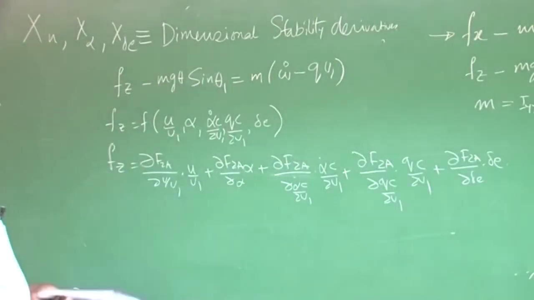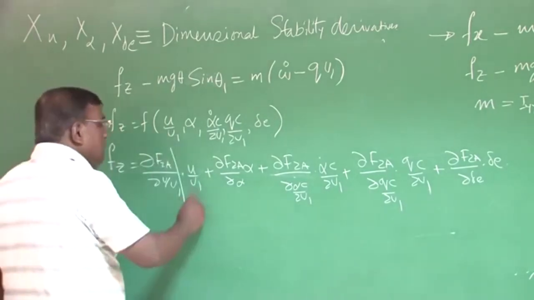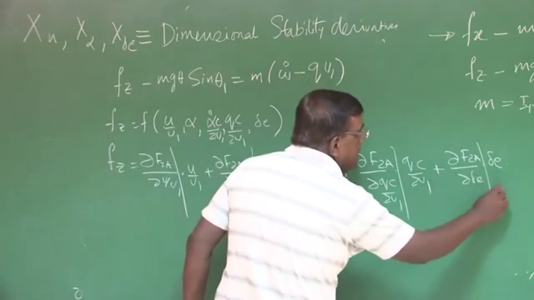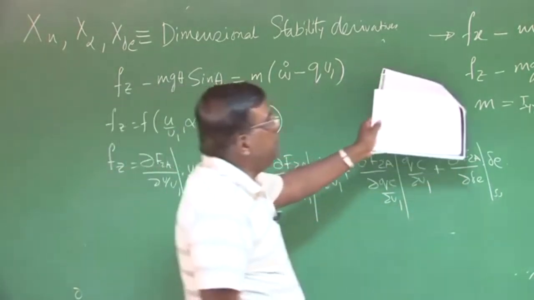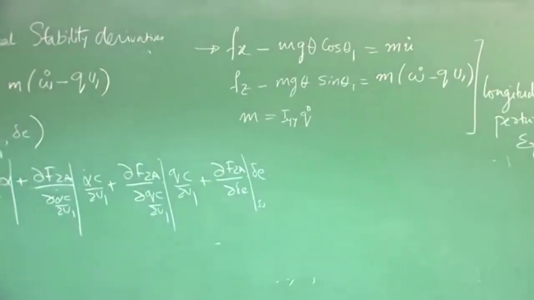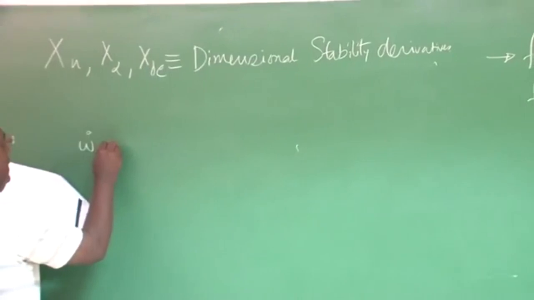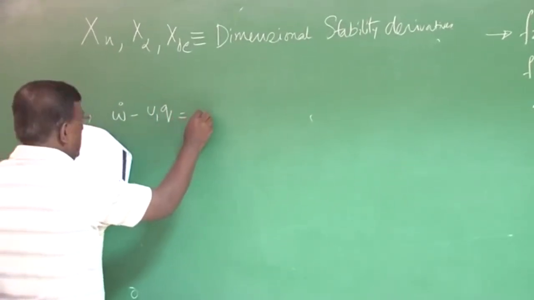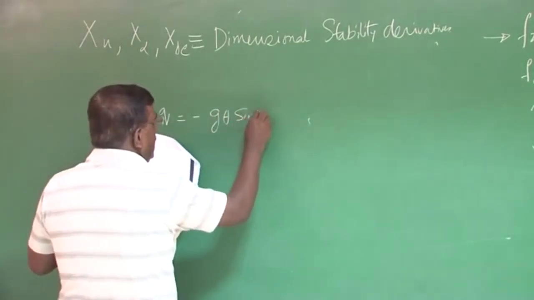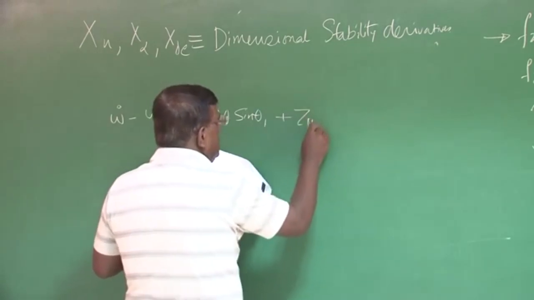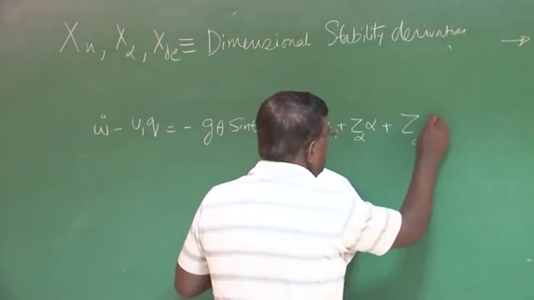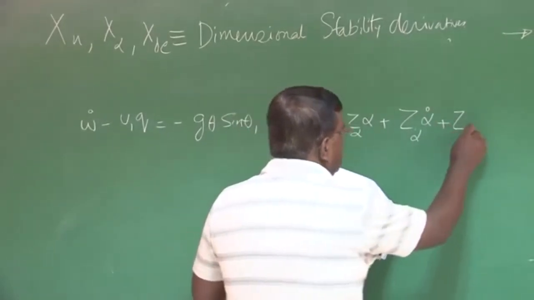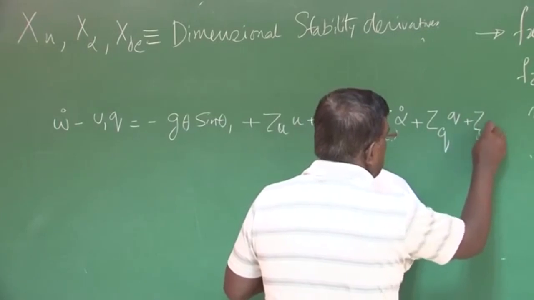Okay, so what is the next step? We have already learnt that when we handle the Fx equation, we have to substitute the expressions derived for this, this, this, and this at steady state. Already those expressions we have identified and derived. We substitute those here and complete this equation. Once you do that, you will get w dot minus u1 q is equal to minus g theta sine theta 1 plus Zu into u plus Z alpha into alpha plus Z alpha dot into alpha dot plus Zq into q plus Z delta e into delta e.